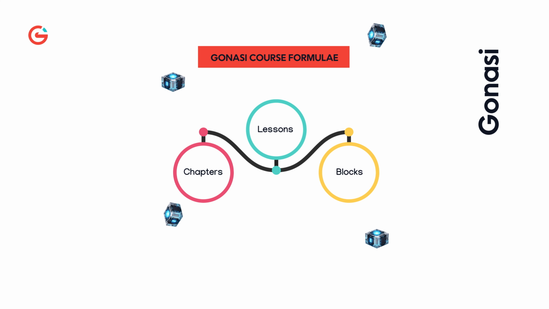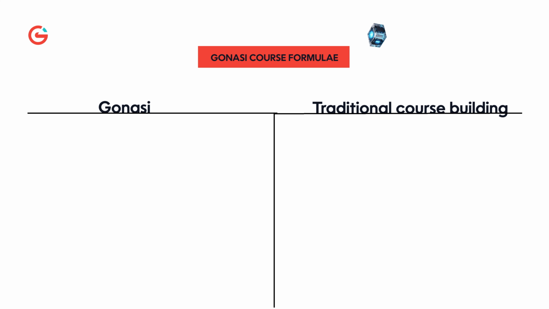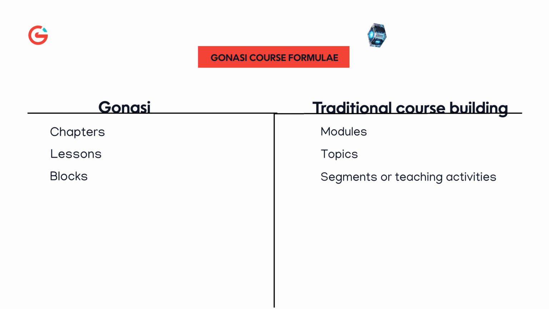Let's help you connect this with traditional course creation. In Gonasi, we have chapters. In traditional course building, that is just modules. In Gonasi, we have lessons, and in traditional course building is just topics. In Gonasi, we have blocks, and in traditional course building, we have segments or teaching activities.